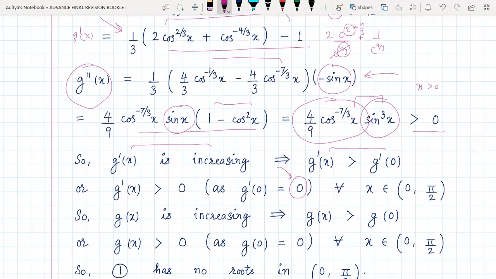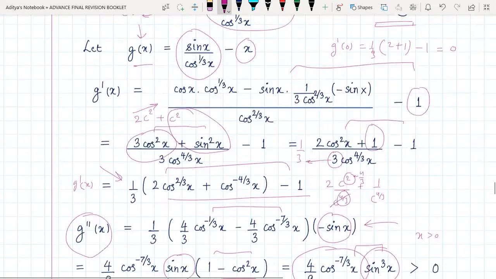So we have been able to prove that g prime x is greater than 0, because g prime 0 was 0, so for all acute x. Since g prime x is greater than 0, g of x is an increasing function. And that would imply g of x is greater than g of 0 for all acute x.